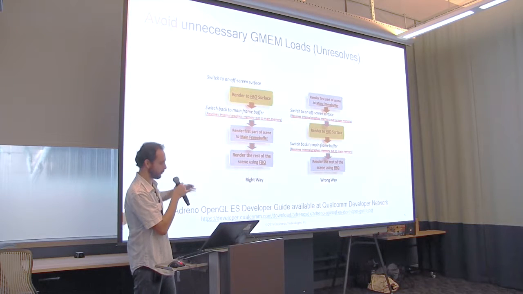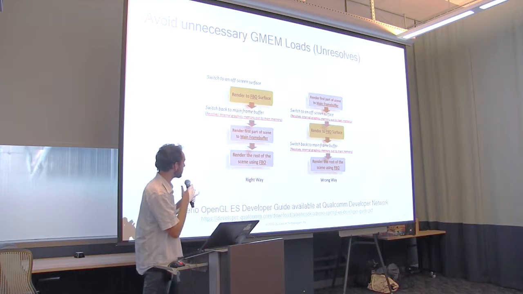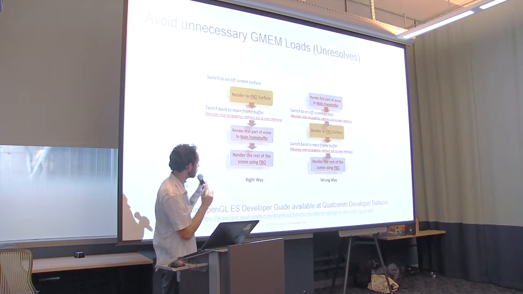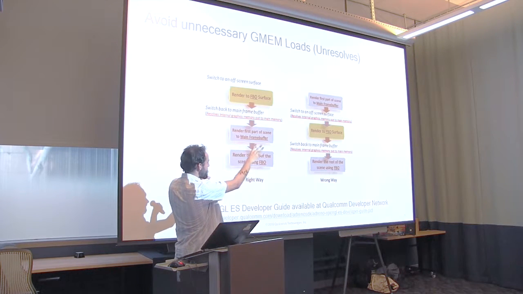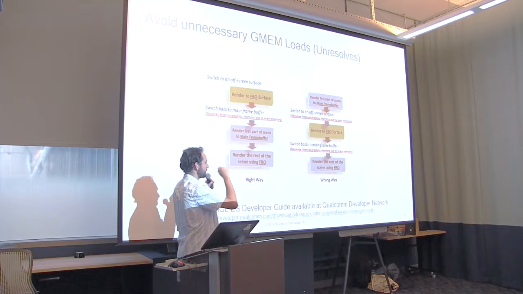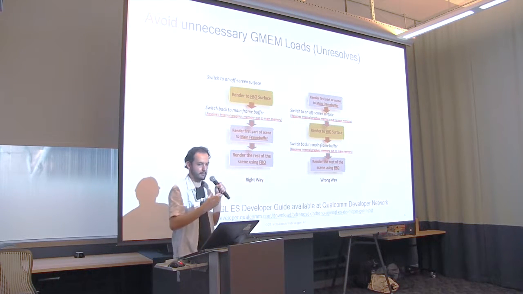Yeah, we're doing the wrong thing, and where are we doing the wrong thing? The wrong way of doing this is we render to the main frame buffer, then we render to an FBO, and then we render the rest of the scene to the main frame buffer.